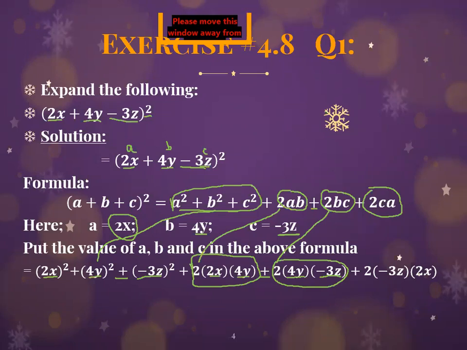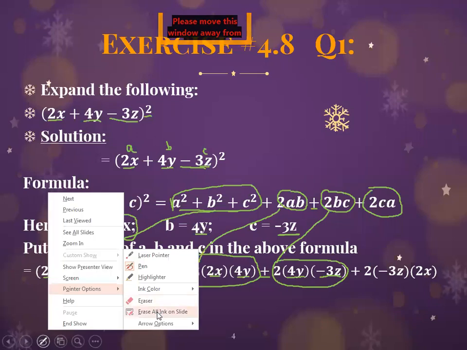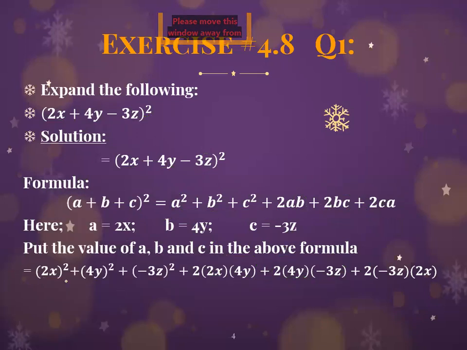Hurry up. Okay, now what you have to do here, I'm going to erase all this from the slide because we are moving to the last step. In this last step, you are going to take the square of this one. So the square of this one will be 2 square. 2 multiplied by 2 will be 4x square. Then the plus sign. Then 4 square, what is the square of 4?